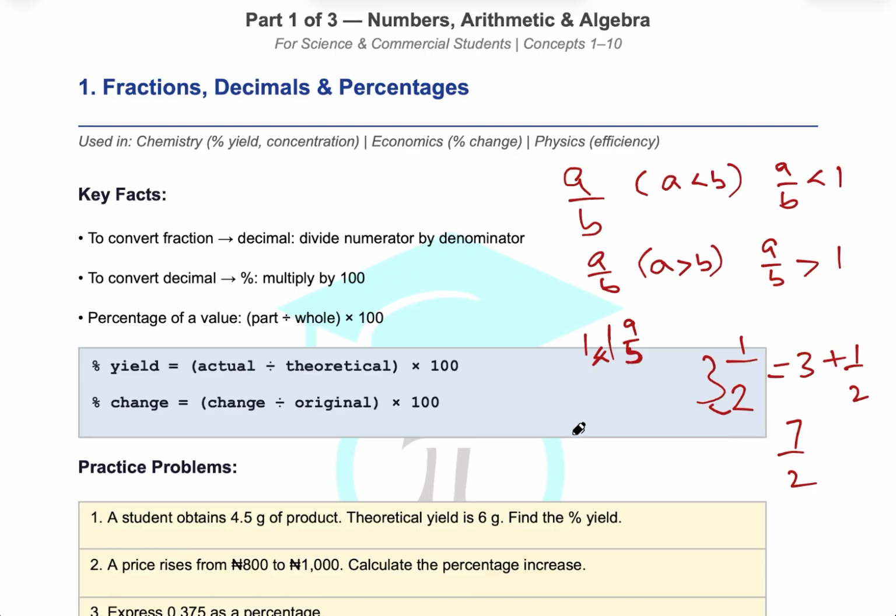And how do you convert from an improper fraction to a mixed fraction? If you have 9 divided by 5, how many times will 5 go into 9? That's once, and the remainder is 4. And here you have 4 over 5. And this is going to be your result.